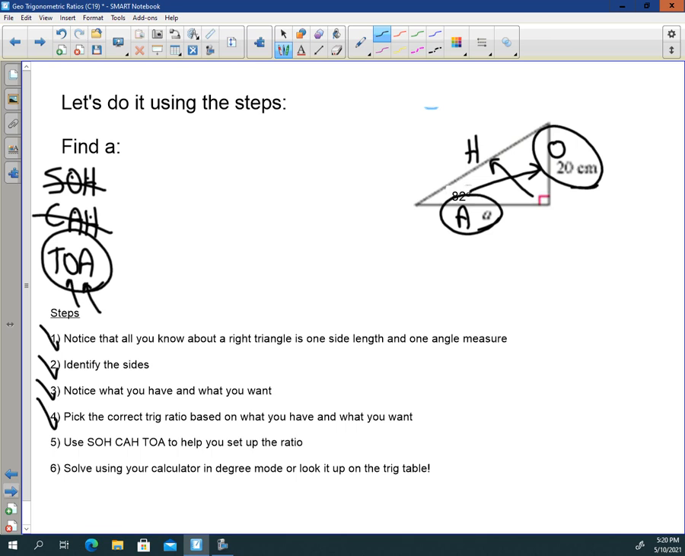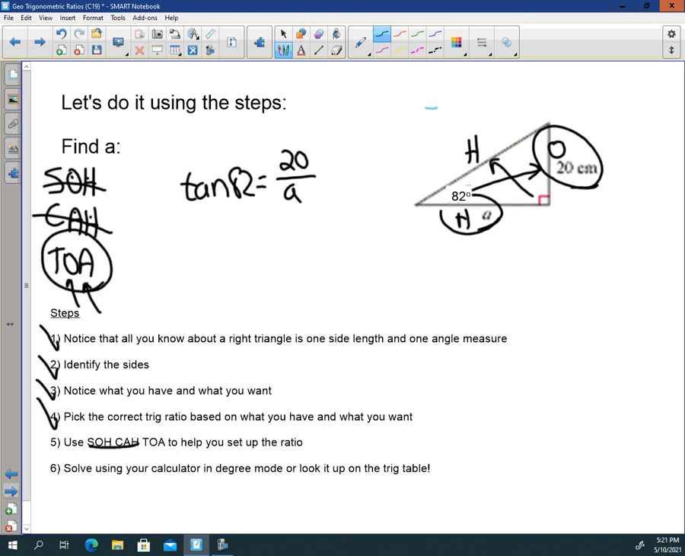Now we're going to use TOA to help us set up this equation. So TOA means the tangent of the angle is the opposite over the adjacent. The tangent of the angle, I wrote over it so I don't know what it is. Oh, it's 82. Is, equal sign as always is, the opposite, which is 20, over the adjacent, which is A. And now it's time to solve.